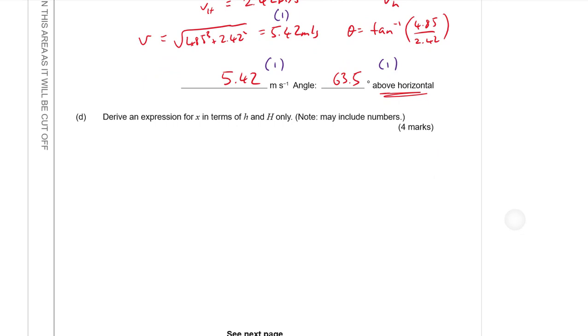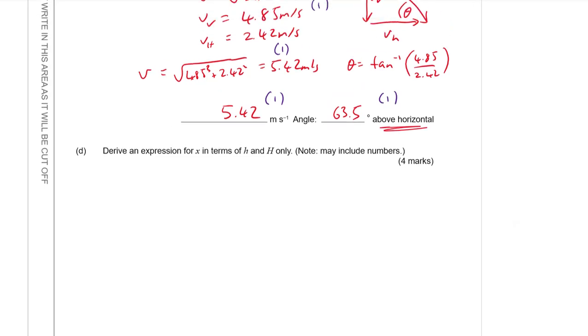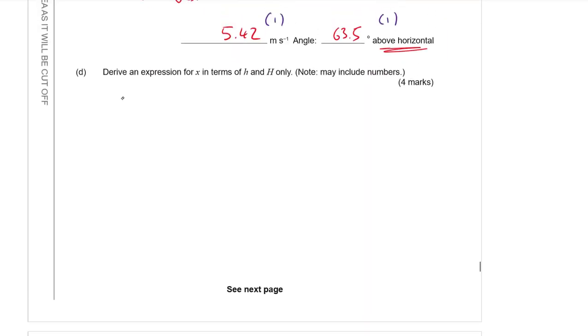Okay, so for part D, I'm deriving an expression for the horizontal distance travelled in terms of the height of the ramp and the height of the table, and only those variables. So I remember that the distance travelled can be given by the horizontal velocity of the ball after it reaches the bottom of the ramp, as well as the time that the ball has been in the air for from the top to bottom.